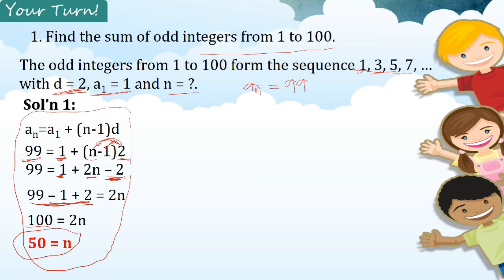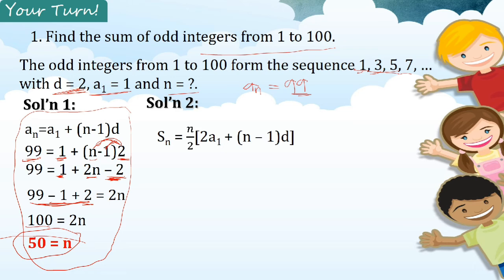Okay? And since we now have the value of n, we can now solve for the sum. Again, in this case, since we already have the last term, which is 99, we have the number of terms and we have the first term. The second formula can be used, but in this example, we use the first formula.